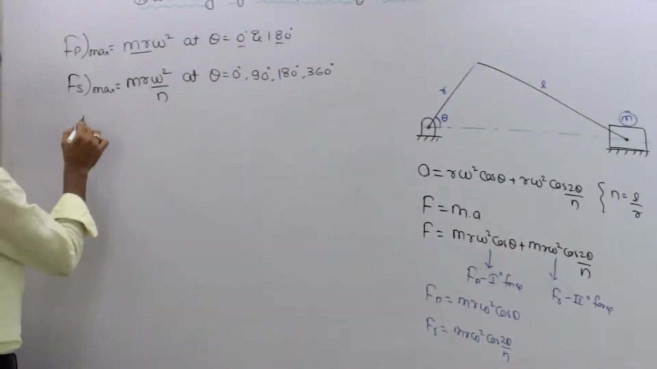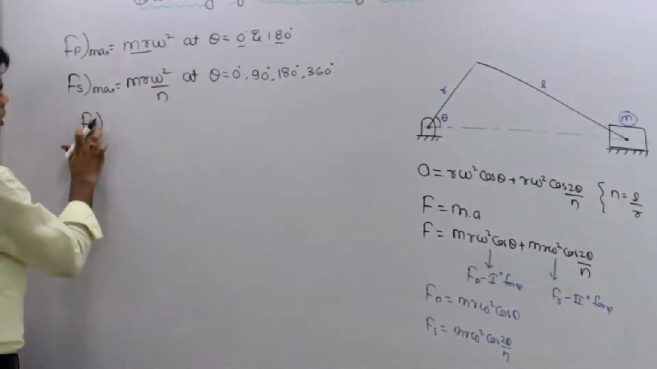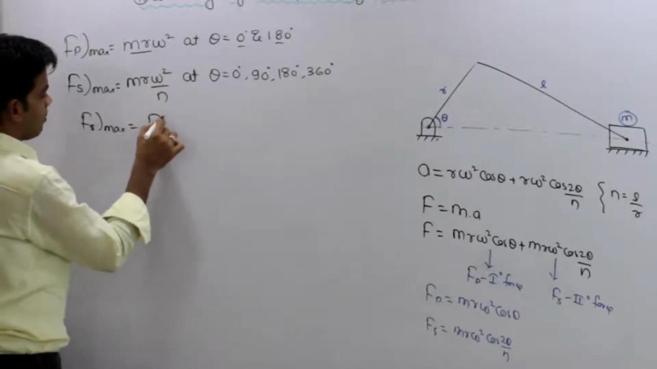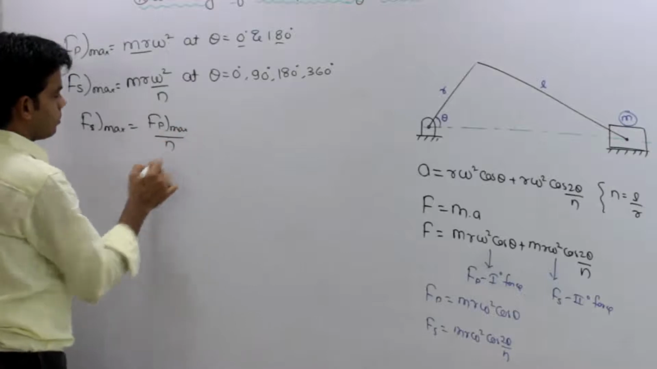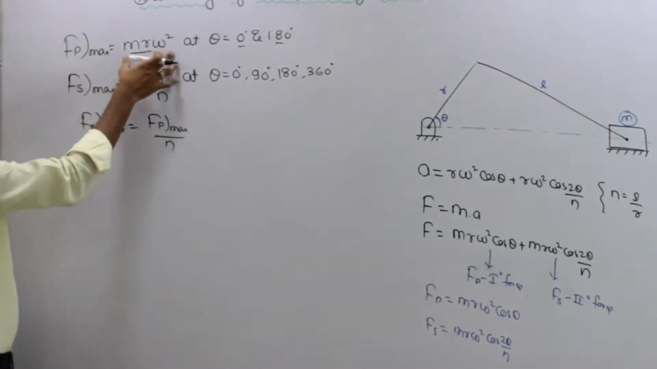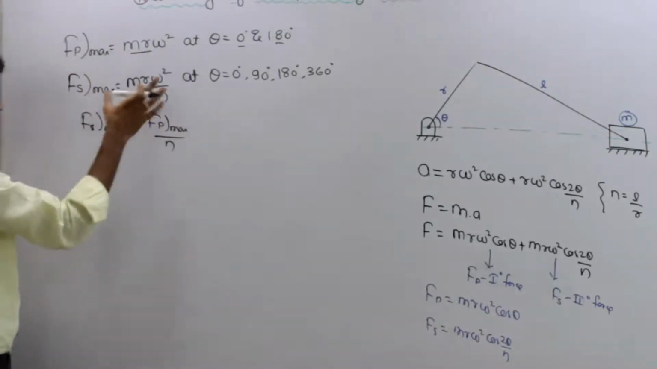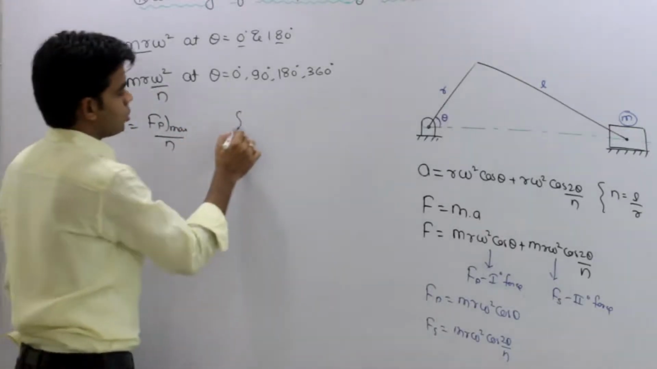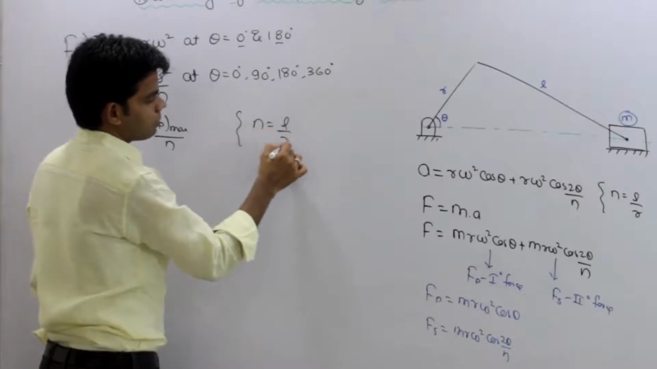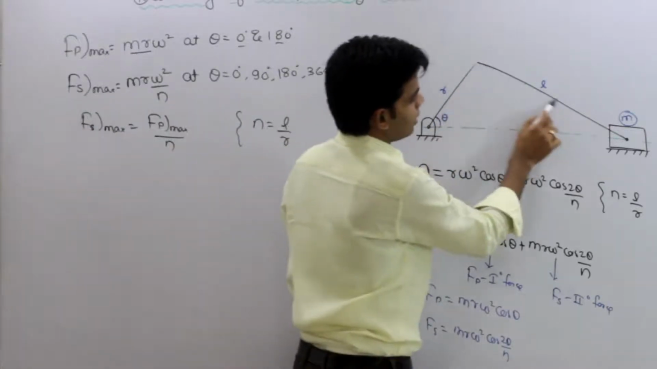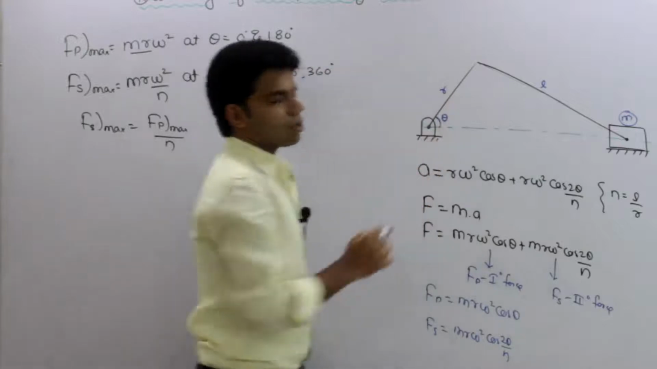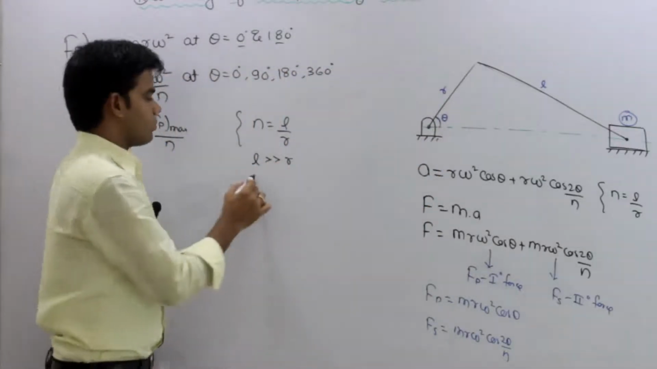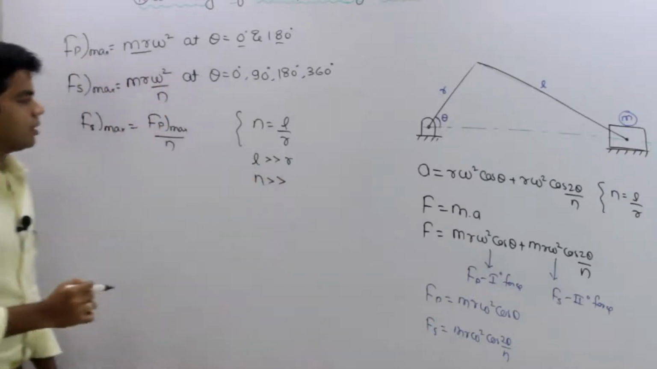One thing you can see here is that Fs max is equal to Fp max divided by n. Fp max is mr omega square, Fs max is mr omega square by n. So Fs max is equal to Fp max divided by n. Now since n, as I told you, is equal to L by R, and the value of L is generally much greater than that of R, therefore n is much greater than 1.